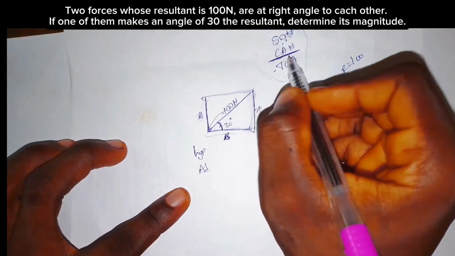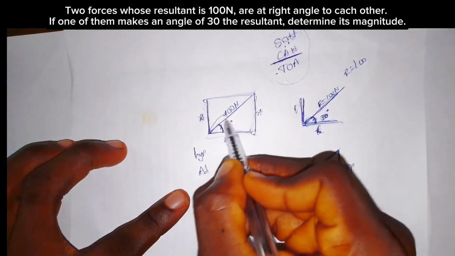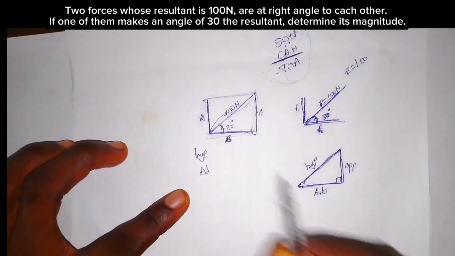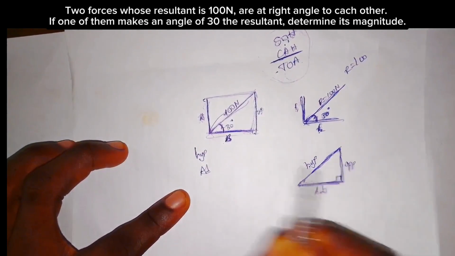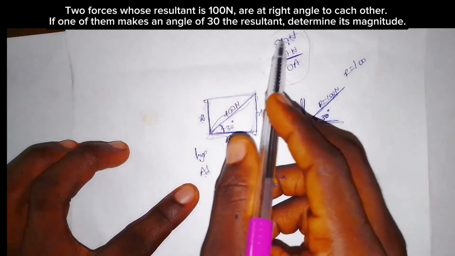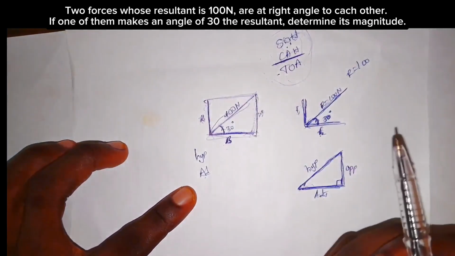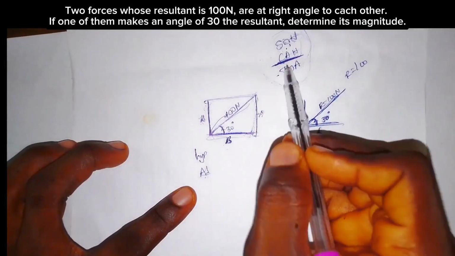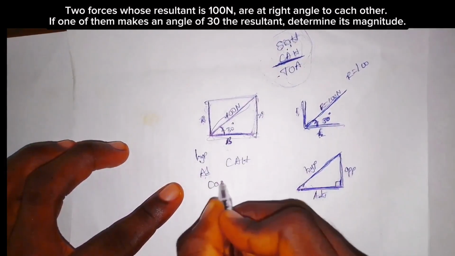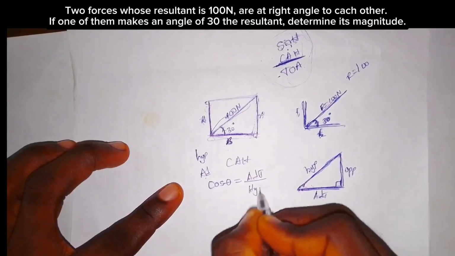Remember, our arrow is the same thing as the hypotenuse. Our B is the same thing as adjacent. So we take arrow to be hypotenuse, we take B to be adjacent. Looking at these three, which of them have hypotenuse and adjacent together? It will be this second one, CAH, which means cos theta equals adjacent over hypotenuse.